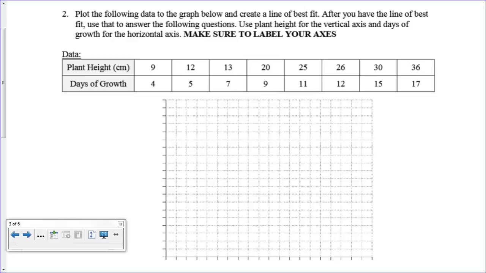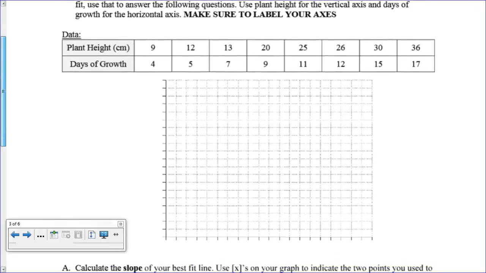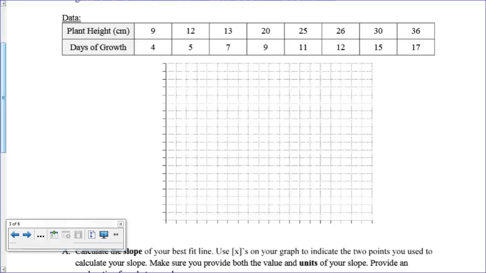So the first step here is plotting the data. Lots of people have come to me struggling with how to scale graphs. So on each of these problems that I do, I'm going to talk about how to scale it, and hopefully that should make more sense after you watch these. So the first thing is identifying what are on the different axes. I said that plant height for this problem needs to go on the vertical axis, and the days of growth needs to go on the horizontal axis. So that's how we're going to set it up.